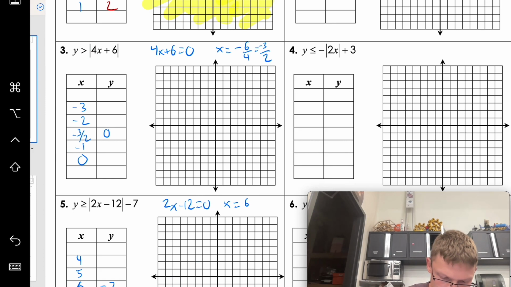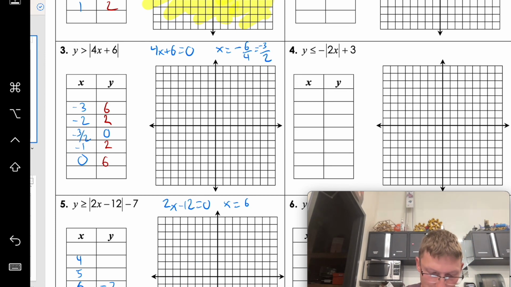So now we're going to plug -2 in. -2 times 4 is -8 plus 6. It's going to be -2. Then it's an absolute value, so that's going to be +2. So then -3 times 4 is -12 plus 6 is -6, and absolute value is +6. So all I did was plug these numbers into there. So then we're going to have 2 and 6 down here as well.